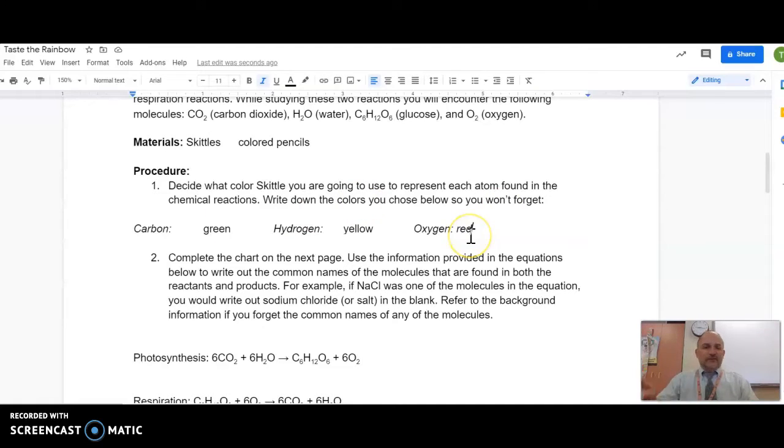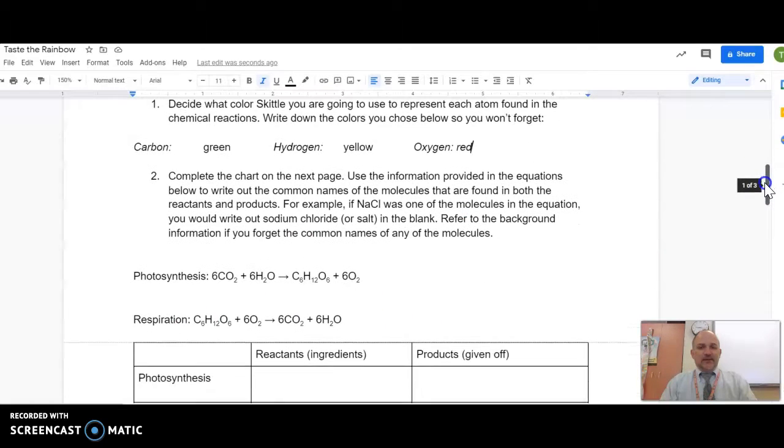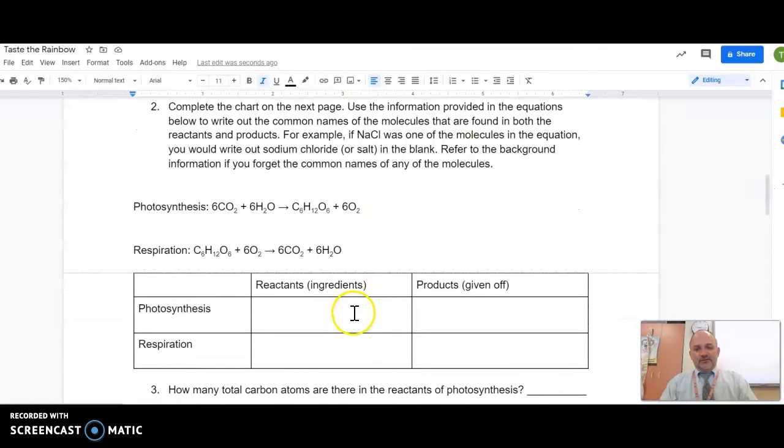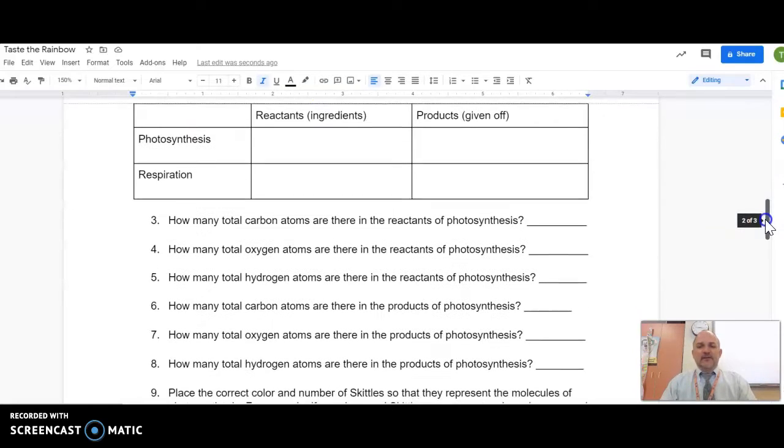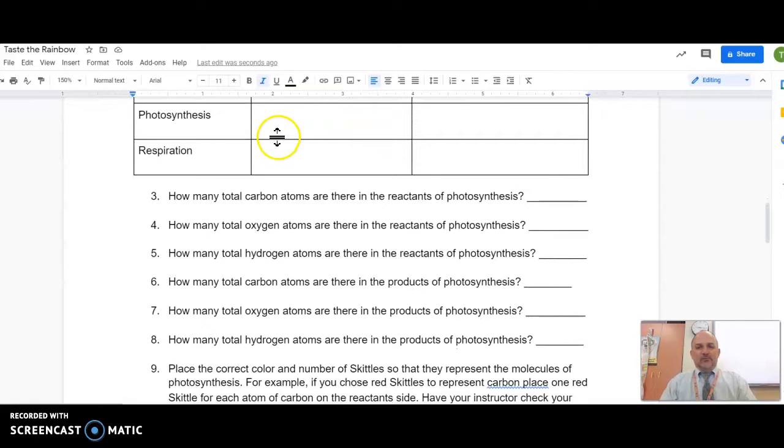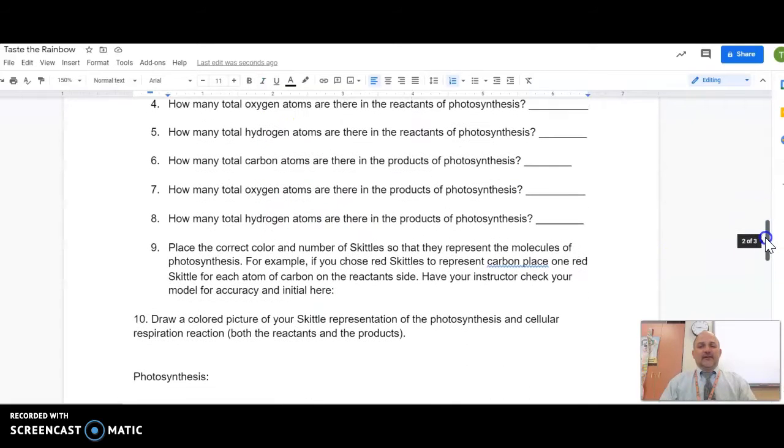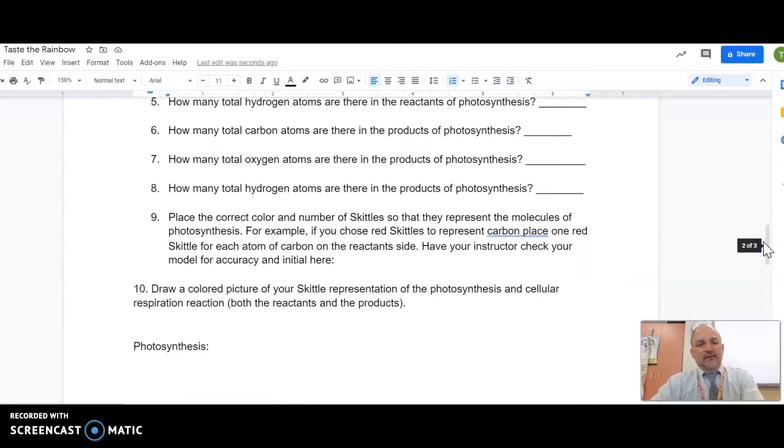I'm going to use the Skittles to make models of these reactions. That's the whole point. First, I fill out this chart for photosynthesis and for respiration with the names of the formulas given in the photosynthesis reaction and in the respiration reaction. You could figure that out. Then you answer questions 3 through 8 about the carbon atoms, the oxygen atoms, and the hydrogen atoms in photosynthesis and respiration. When you get down to number 9, it says place the correct color and number of Skittles so that they represent the molecules of photosynthesis.